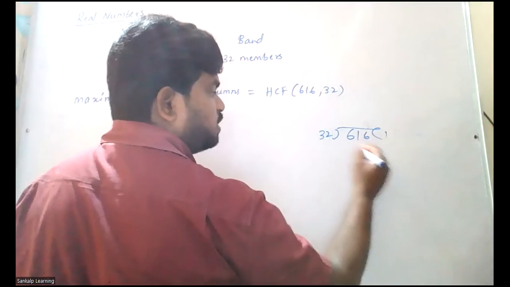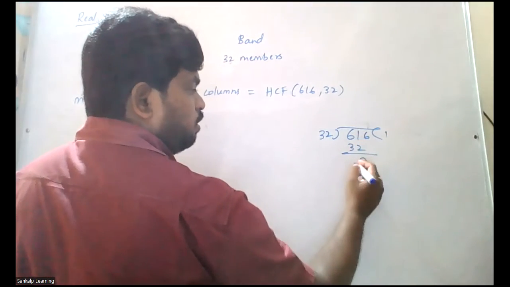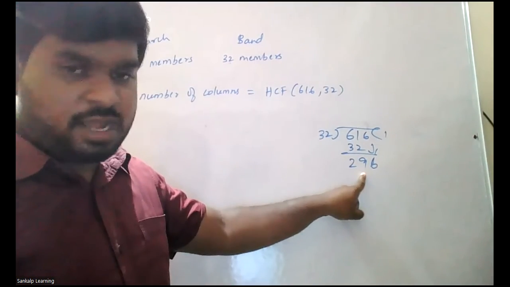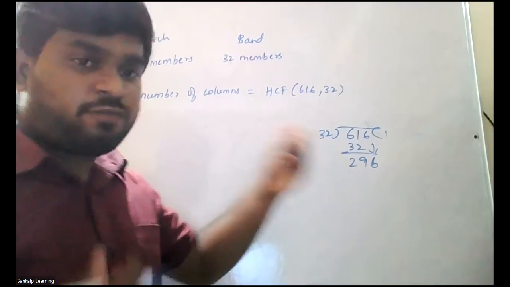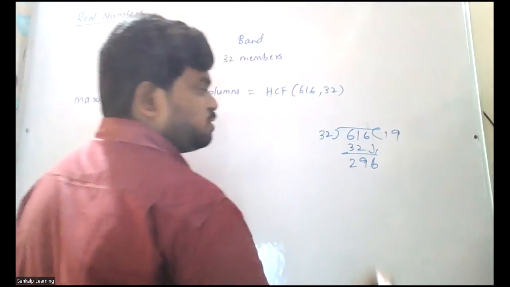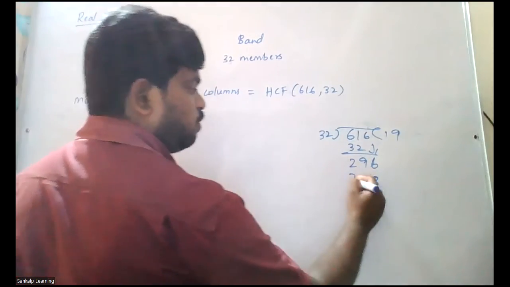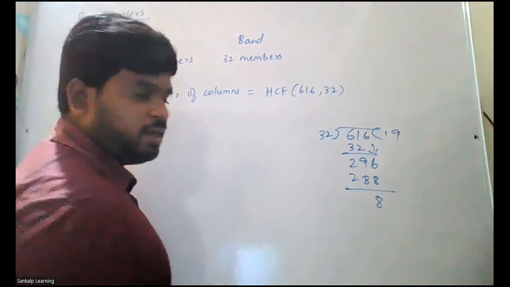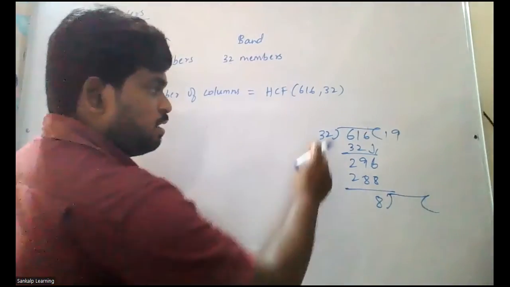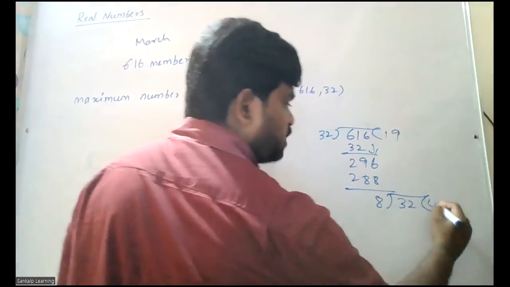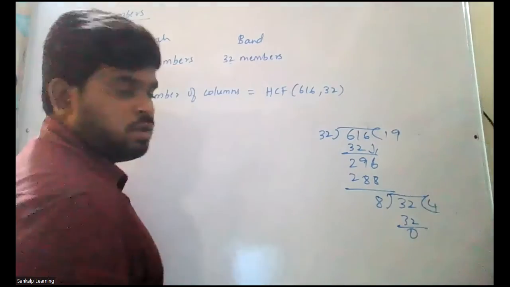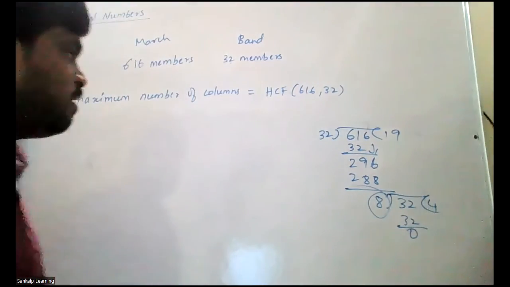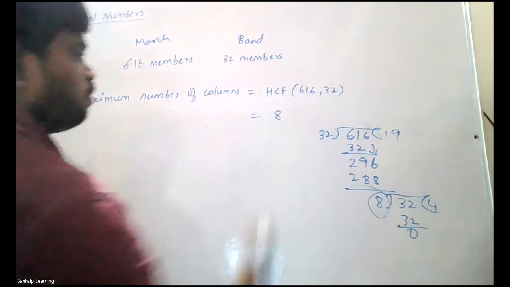So let's divide it. 32 ones are 32. 296. So let me assume this as 30 and this is 300. 30 tens are 300. So I have to take one less. 32 nines are, 9 twos are 18. So you get 288. So you will be left with 8. So 8 is the remainder. That remainder will become the divisor. The earlier divisor will become the dividend. 8 fours are 32. You're getting 0. So this is the final step. In the final step, whichever is your divisor, that is the HCF. Therefore, HCF of 616, 32 is 8.